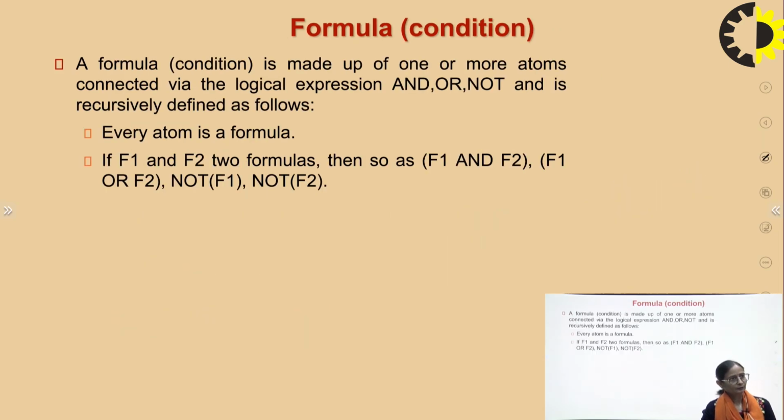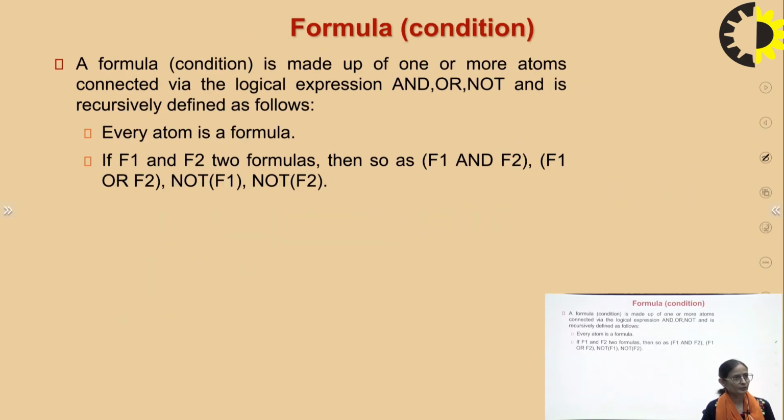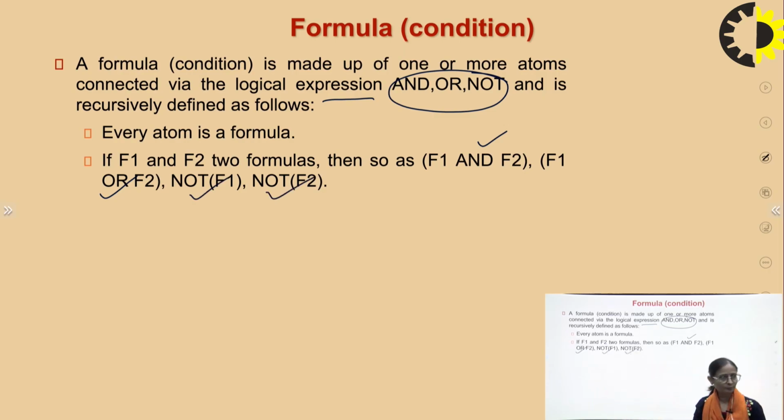So here we can say these are the atoms, and the formula comprises these atoms. A formula is made up of one or more atoms which are connected via logical operations, and these logical operations are permissible. Every atom in itself is a formula. If F1 and F2 are two formulas, then F1 AND F2 is also a formula. If I apply the OR operator, it is also a formula, and these two are also formulas.